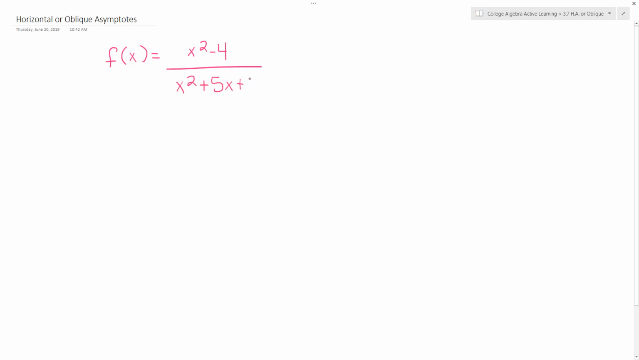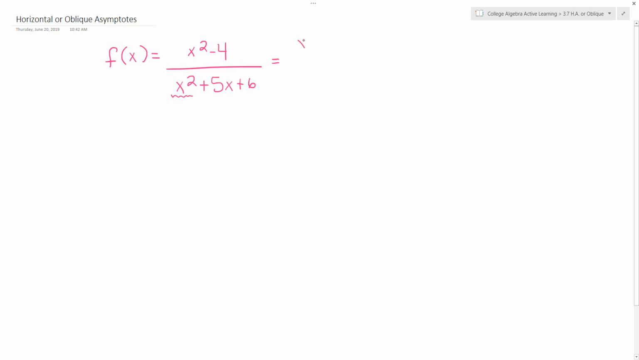In order to determine the horizontal asymptote, what we need to do first is look at both the numerator and the denominator and look for the highest power of x that we see. And we can see that the highest power of x is degree 2. So the way we would handle that is we would take every single term and divide it by that highest power of x. So in this case, x squared.